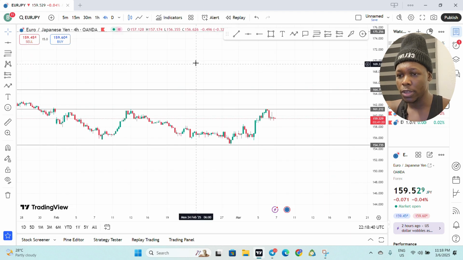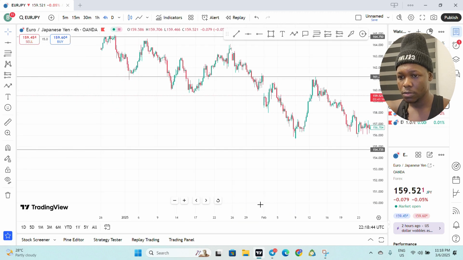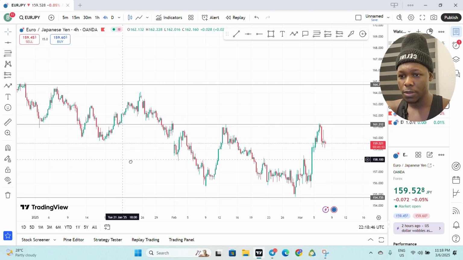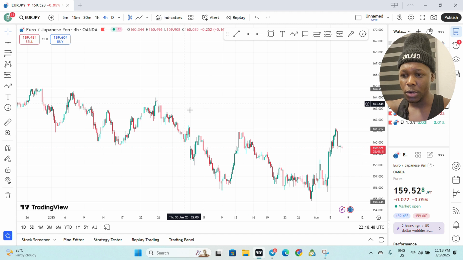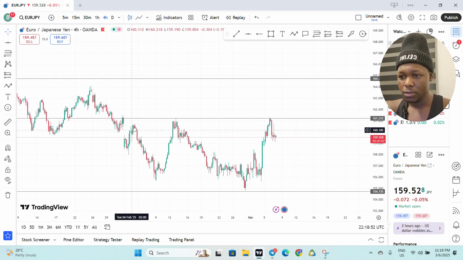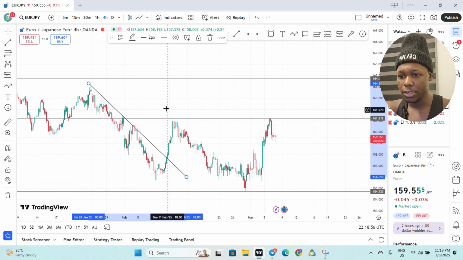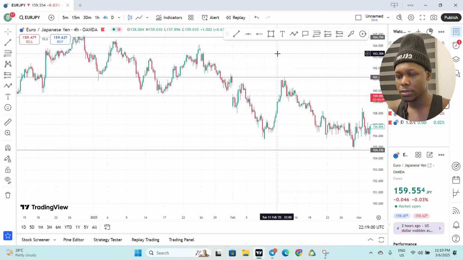So we go down to 4 hours. We look over here in the 4 hours. What is the market actually doing? The market was in a downtrend, and then the downtrend has actually ended over here. If you put your trend line here, you see we are in a downtrend here, we are in a downtrend here, and now the market is pushing up continuously.